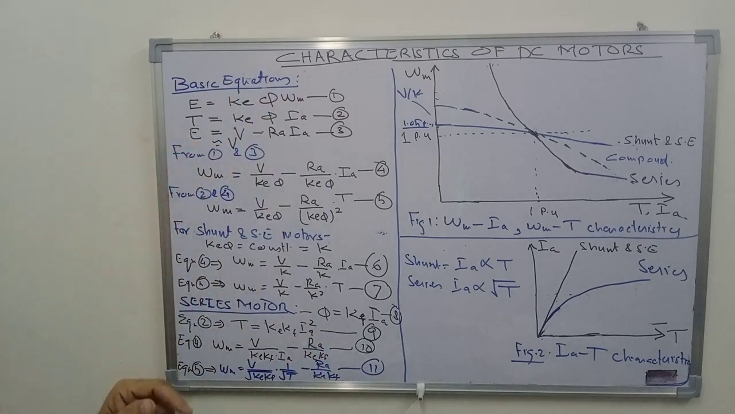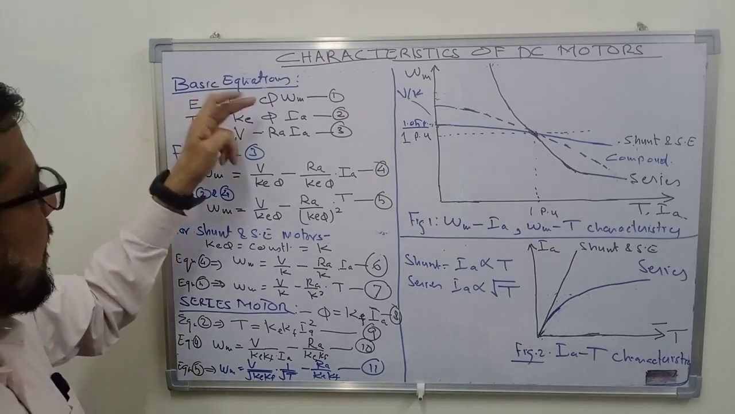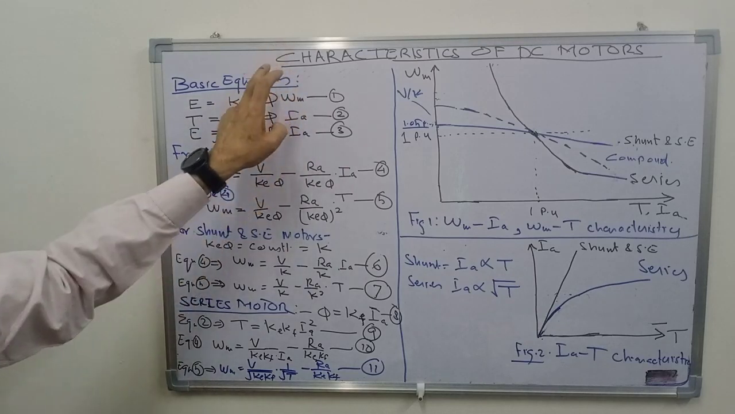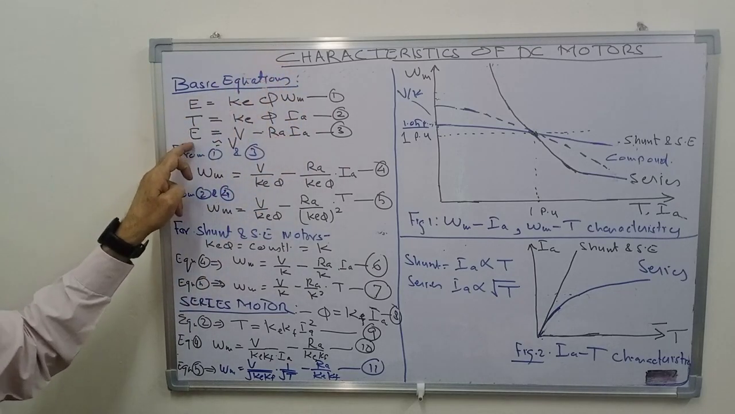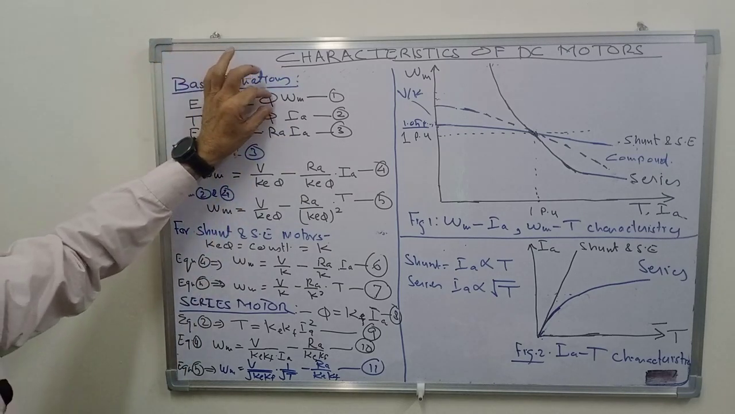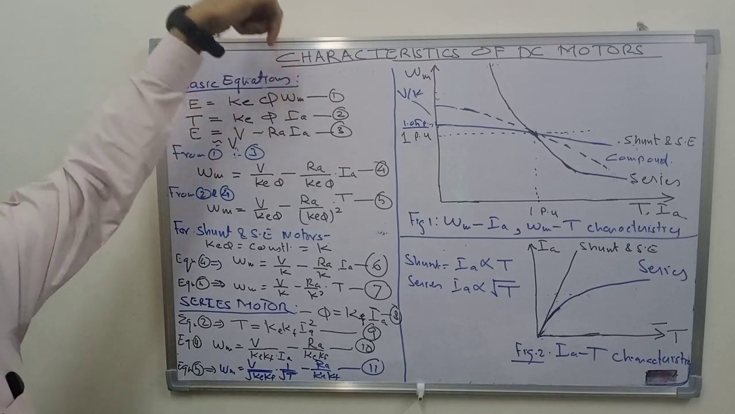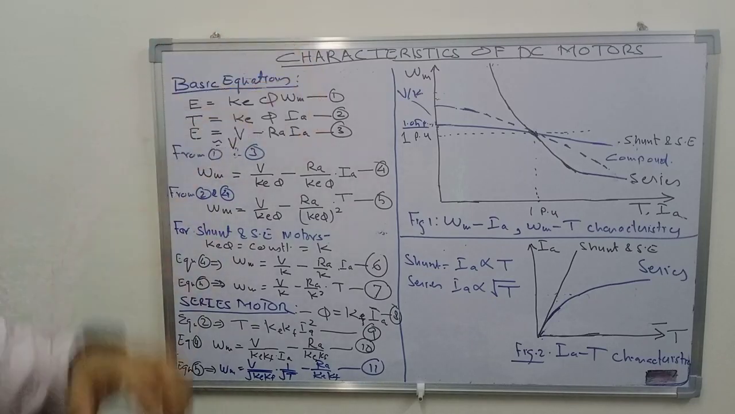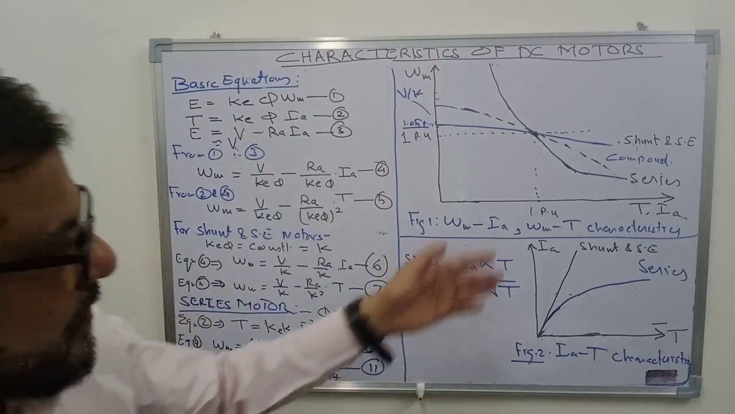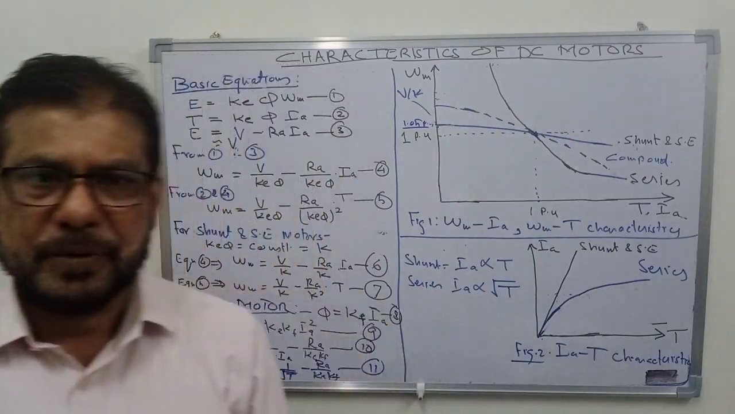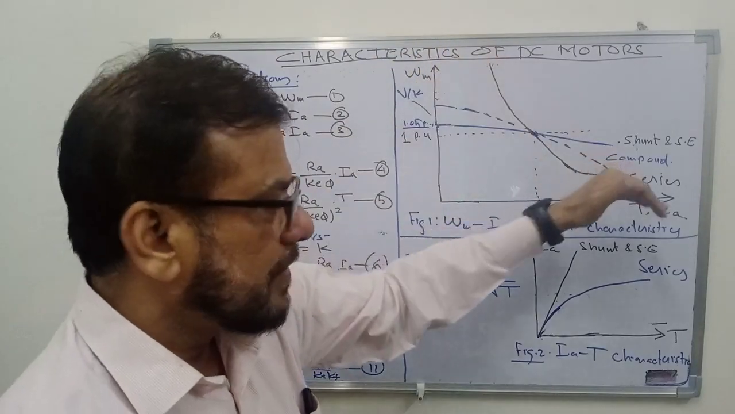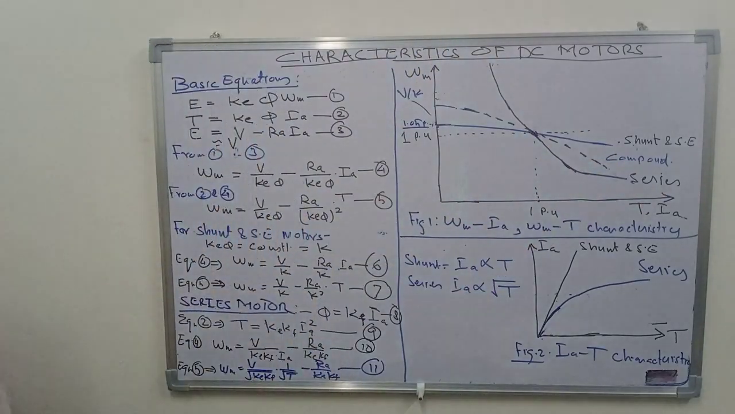But in the case of series motor, as the motor is loaded, this flux phi increases. When this flux phi increases, and E has to remain close to supply voltage, this means that E is constant, but the flux phi is increasing. So this will cause the speed of the motor to drop. So the motor speed drops more rapidly in the case of series motor as compared to shunt and separately excited DC motor. So this is the way you can explain the characteristic of a series motor.